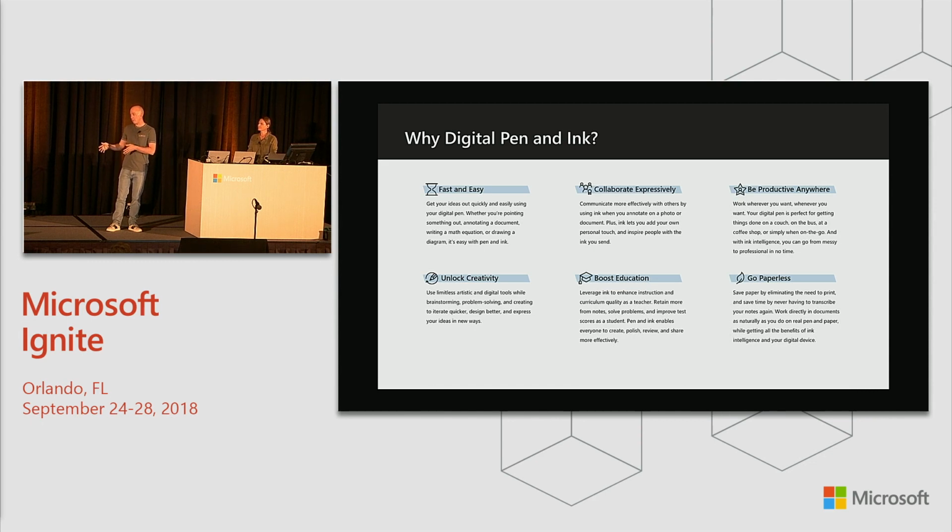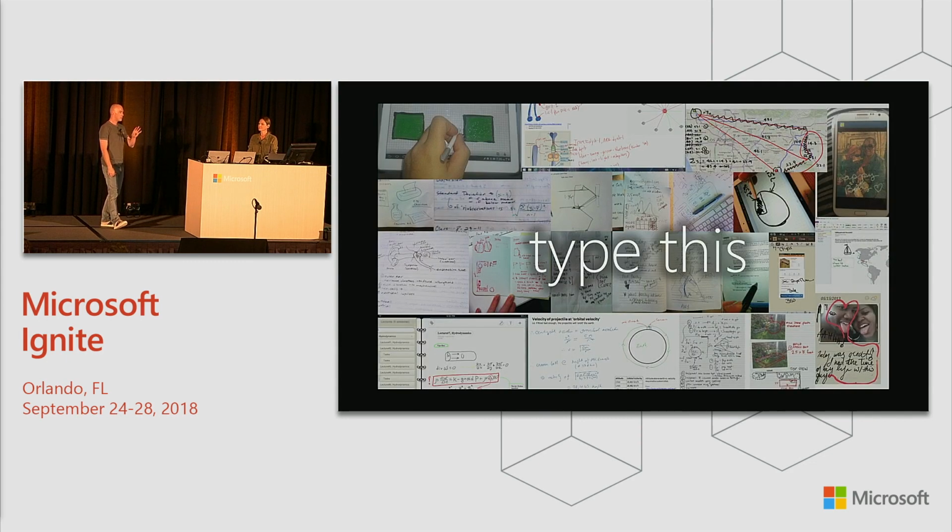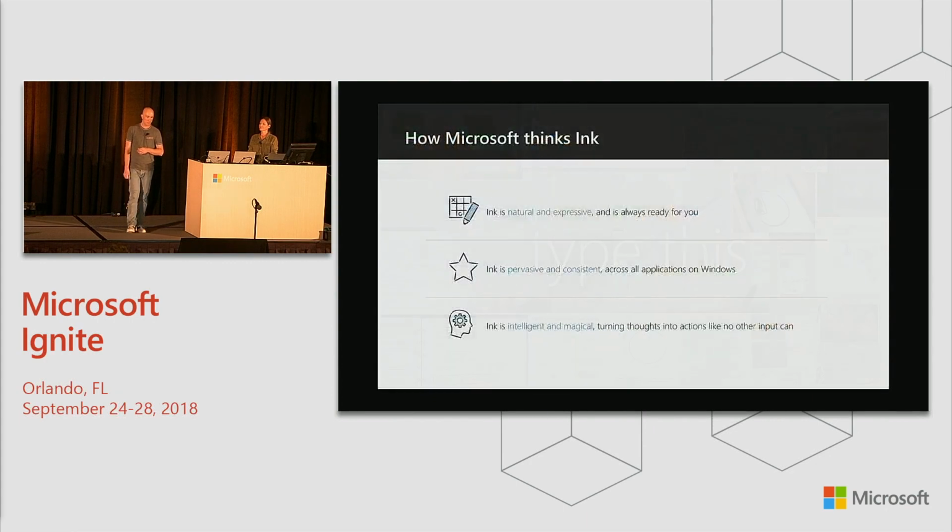But then on top of that, we are starting to enable new scenarios around intelligence that will enable you to do more of the Be Productive Anywhere piece. This is just another example. All of these different types of things are obviously really hard to go and create in any other way than just drawing with your finger or a pen or whatever else the right device may be.